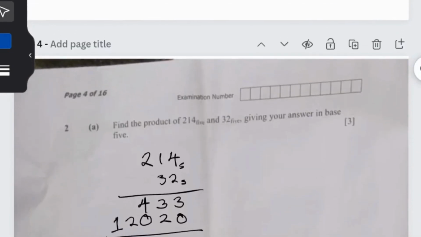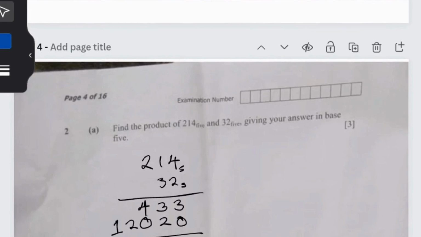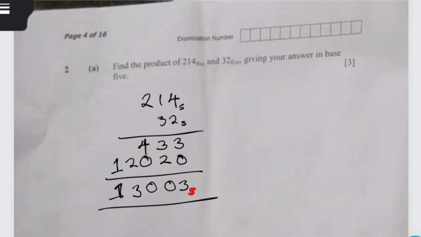The next problem, we are to find the product of 214 and 32, giving the answer in base 5. So these numbers are already in base 5. Now, here is how we carry out the product in base 5. So I start with a 2. So 2 multiplied by 4 is 8. Now the question is how many 5s are in 8? 1 five, okay? And the remainder is 3. So I write 3 and carry 1. Now, 2 multiplied by 1 is 2 plus 1 is 3. And 2 multiplied by 2 is 4. So we are done with the first one.